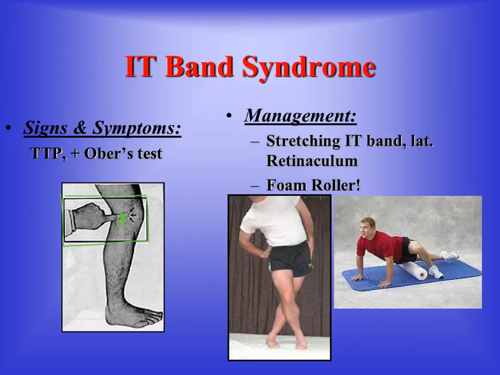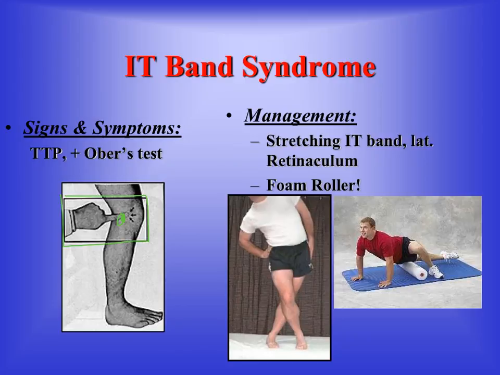And they will also have pain with an Ober's test. And an Ober's test is just that. It's a test of flexibility. So the patient basically lies on their side, and then you abduct the hip and then just let it drop. And in patients with tight IT bands, the hip won't drop because the IT band is so tight that it keeps the hip in hip abduction.